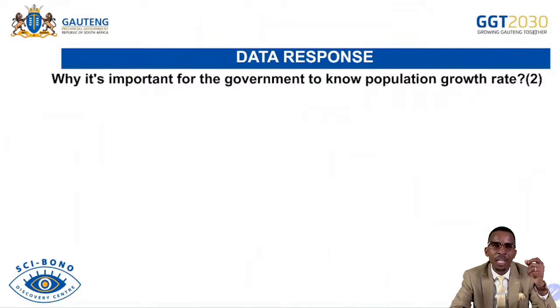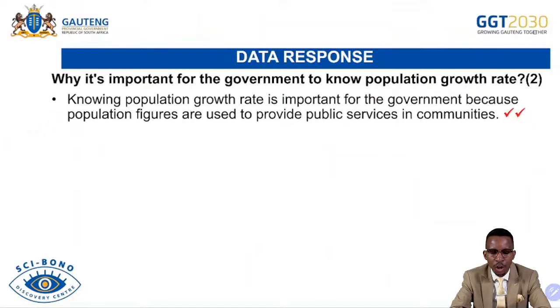For the government to know this information, it is also necessary because the government should provide public goods and services accordingly, to avoid the undersupply and oversupply, if the government is well informed about the growth in population in a country. But if the government is not well informed about the population size in the particular country, there will be undersupply of goods and services or oversupply at some stage. Knowing population growth rate is important for the government because population figures are used to provide public goods and services in communities.